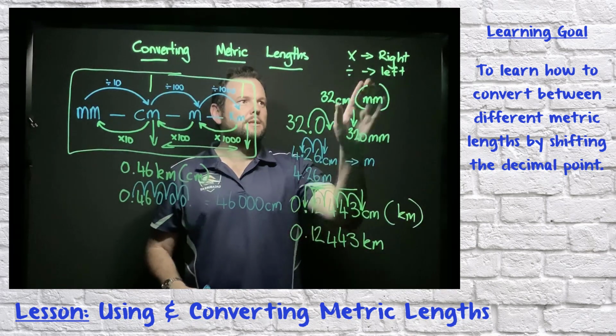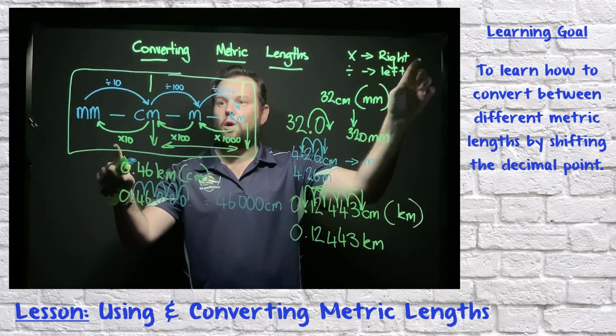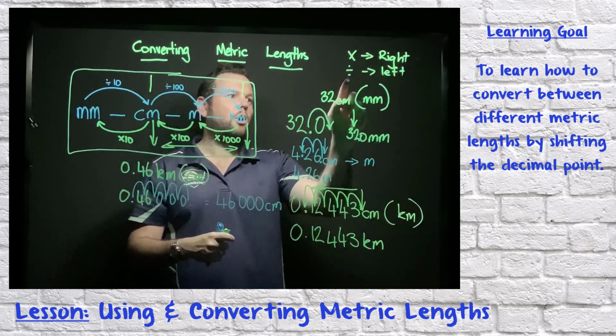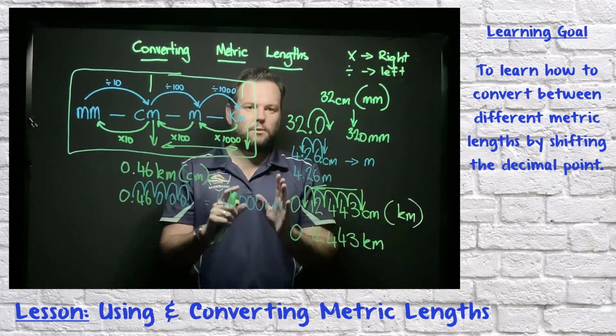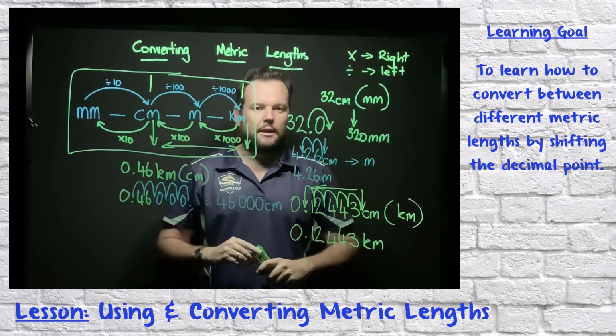So in that instance, because we're shifting the decimal place and we're doing multiplication, I go right. If I was doing centimetres to kilometres, it's division, so I would go left. And you shift it the amount of zeros there are in between the units, okay, that you're converting to.